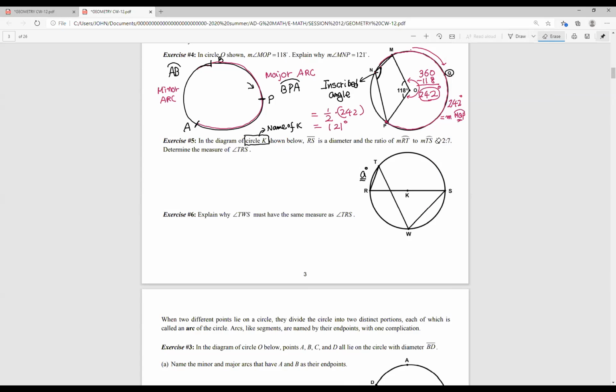All right, now the next one. Measure of angle TS. Where is TS? This one, the small one, right? TS is two letters, the minor one. TS. And what is this? 80.